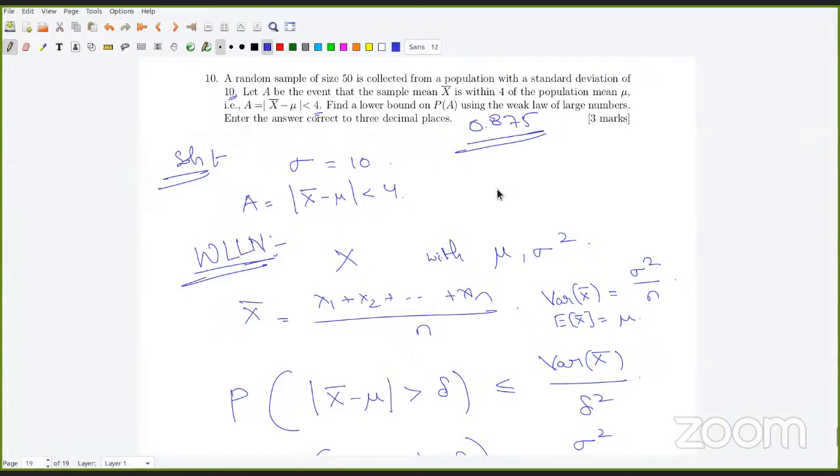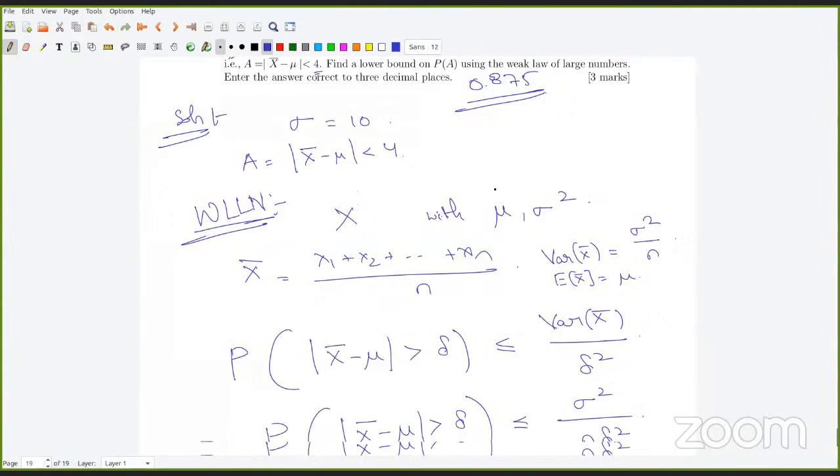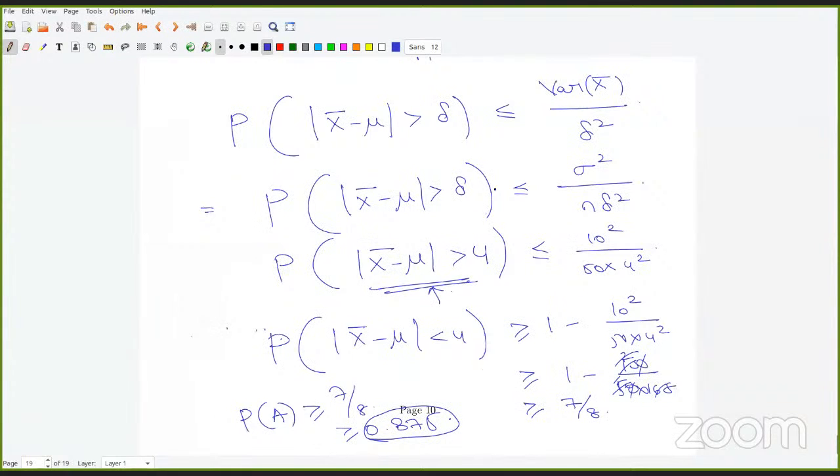Do we have any plan to address the remaining 8 questions? Remaining 8 questions? No, all are done. 10 questions. Every question is done. There are subparts, total 18.